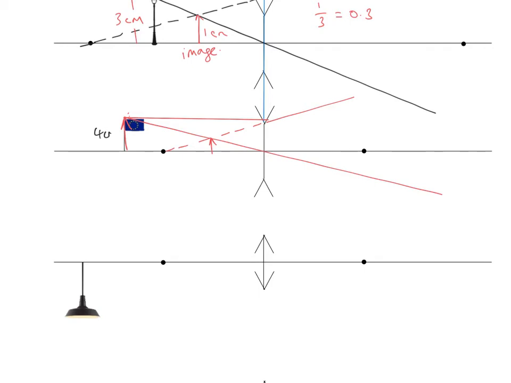So this is 4 centimeters. This is now 1 centimeter. So 1 divided by 4 gives you a magnification of 0.25. I should also say, just remember, we should be having arrows on these as well, and that should be the same for the other lines too, so they should be leaving the object.